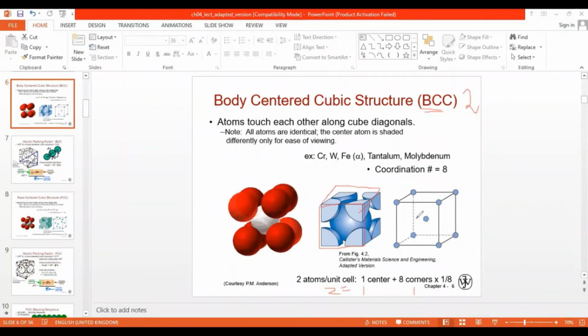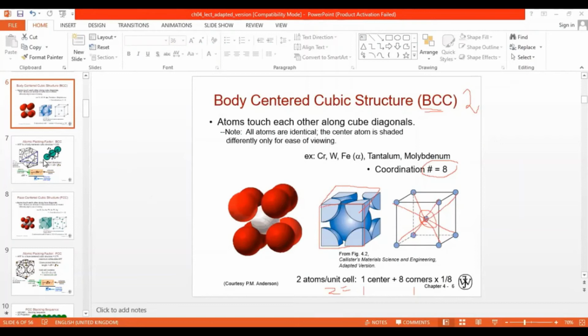Coordination number. So this is our body center atom, right? So here only the centers are marked, okay? This one is the center of this atom, this is the center of this atom. Similarly, only centers are marked. So here 1, 2, 3, 4, 5, 6, 7, and 8. So one atom is in contact with 8 atoms. So here the coordination number is 8.